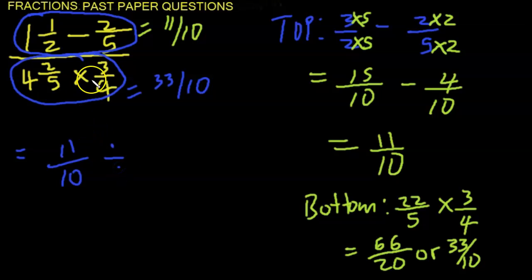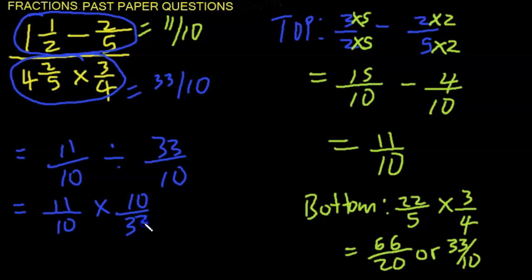Divide by everything at the bottom here is 33 over 10. So therefore, we'll have now 11 over 10 times, and we reciprocate the one on the right hand side always, 10 over 33. Alright, so remember when you multiply two fractions, it's numerator times numerator, denominator times denominator. So 11 times 10, sorry, that's 110. And 10 times 33, that's 330.